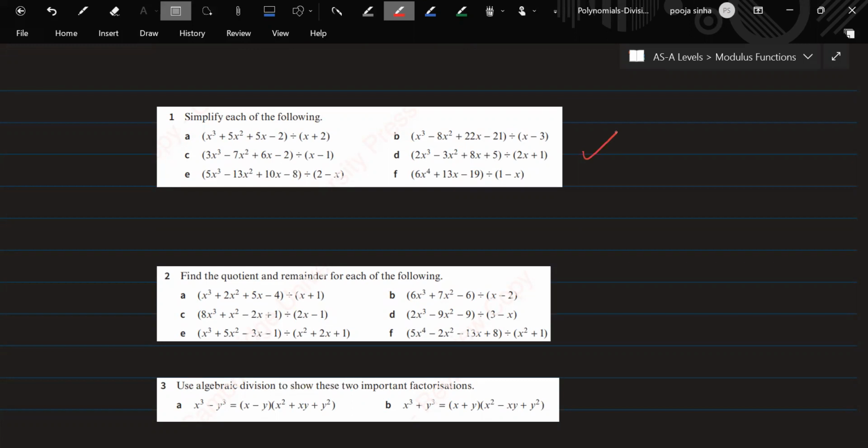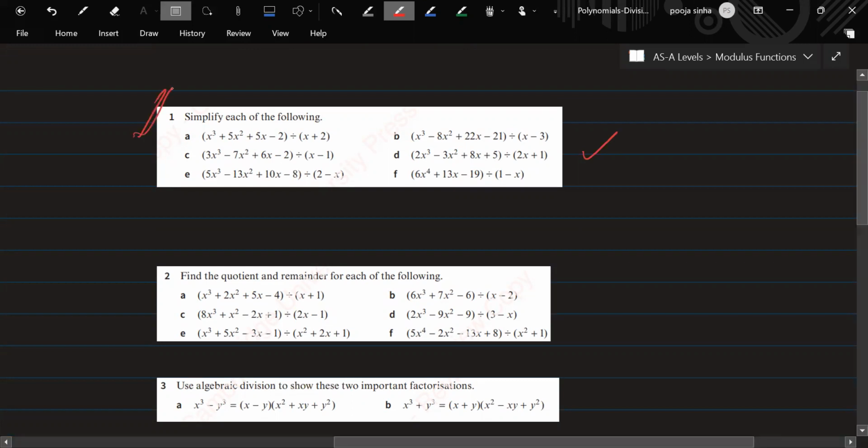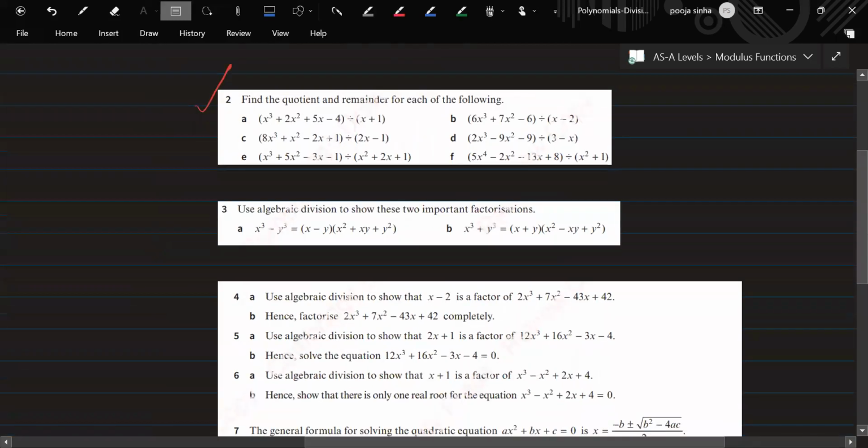So the first thing that you need to master is how to divide. You should know how to divide properly. You should know what the remainder and the quotient are. You need to practice this part. Okay?